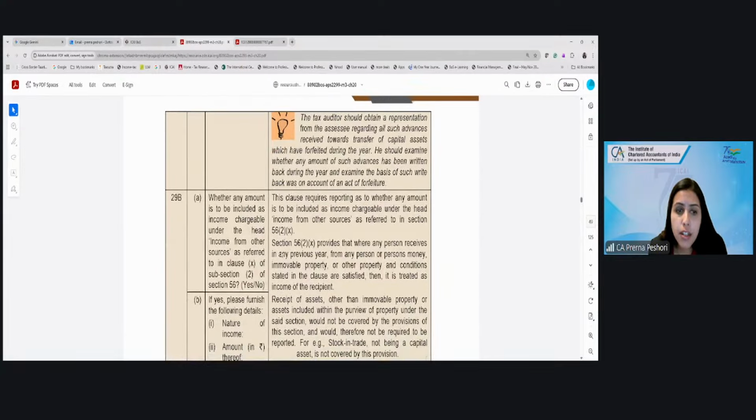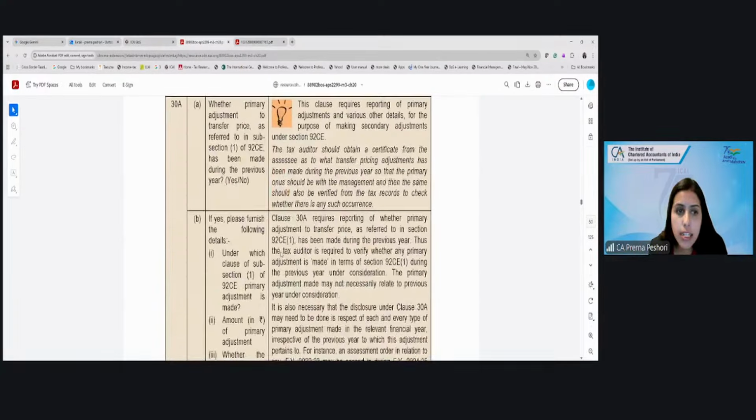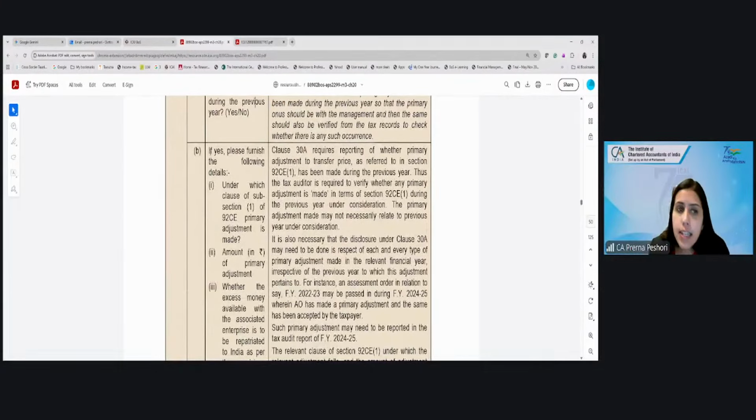Then we have 30B. It's asking, if yes, there's a primary adjustment, then under which clause of section 92CE the primary adjustment is made. That is, how the primary adjustment is made. Is it made by the assessee himself? Is it made by the assessing officer? Is it made as part of the safe harbour rules? So how the primary adjustment has been made in this particular case, that you need to report over here. Are we clear? Then the amount of the primary adjustment which has been made.